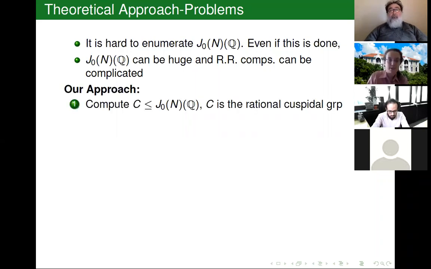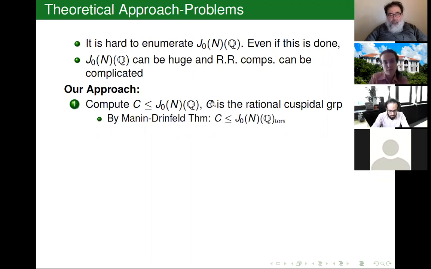All right, so what did we do instead? Instead of trying to compute the full Jacobian, we decided to work with a rational subgroup of this Jacobian, which is very easy to compute, which is very well known, which is like right there. You can even write it by hand. It's the rational cuspidal subgroup. And we know by the Manin-Drinfeld theorem that this rational cuspidal subgroup is a subgroup of the torsion subgroup of the Jacobian. In our case, everything is torsion, so we're good to go.